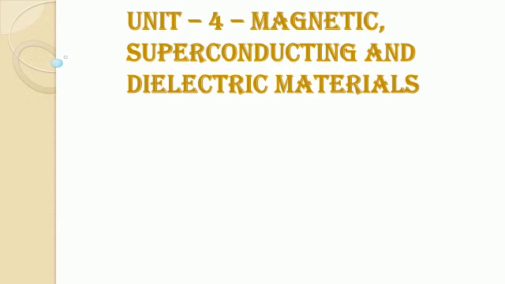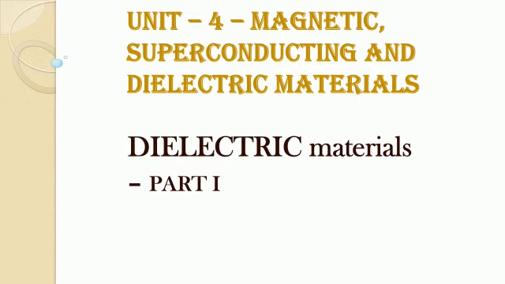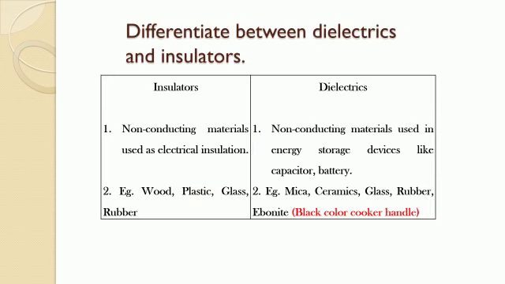Unit 4 is Magnetic, Superconducting and Dielectric Materials. Already we have completed magnetic and superconducting materials. Now we learn the new topic, dielectric materials. What are dielectrics and how do they differ from insulators? Both are non-conducting materials, do not conduct heat and electricity, but they have different functions.